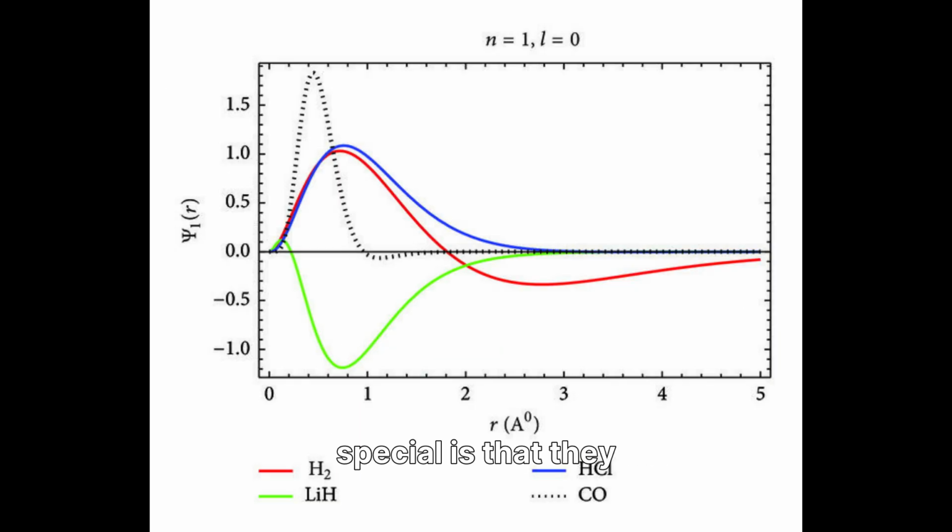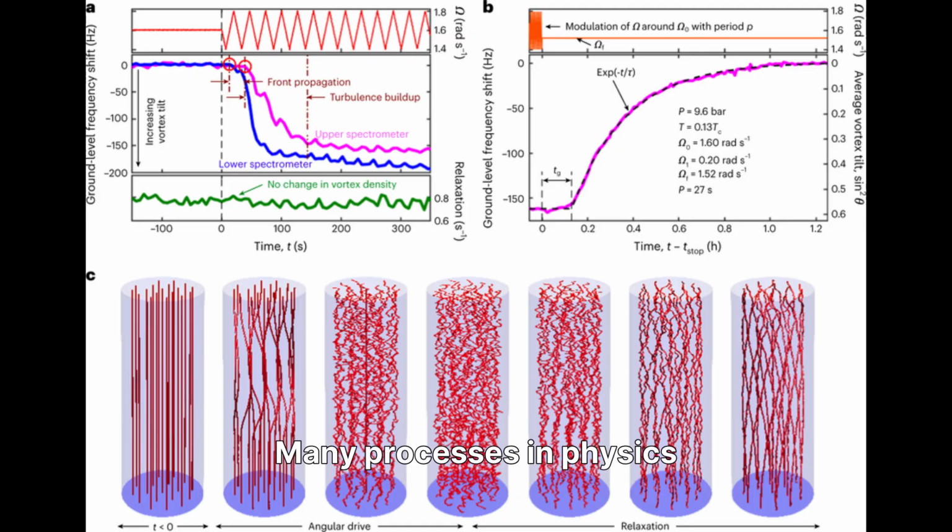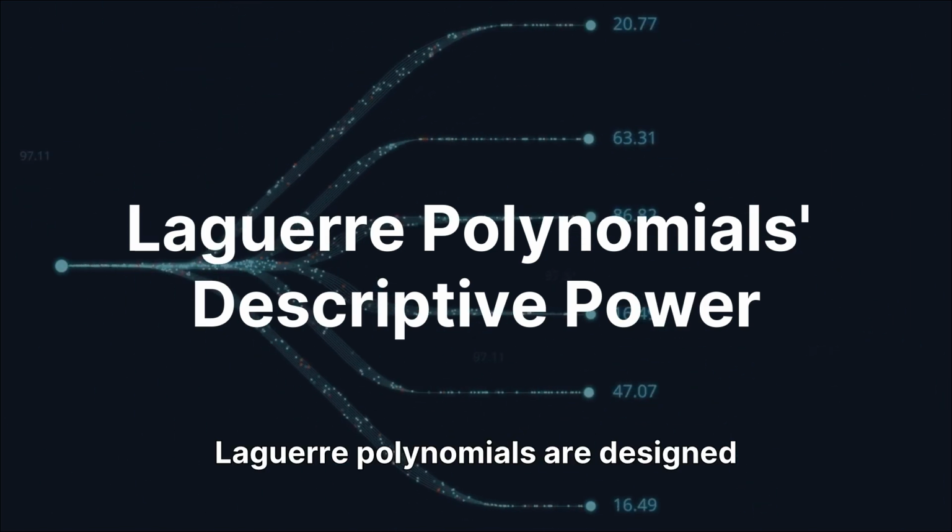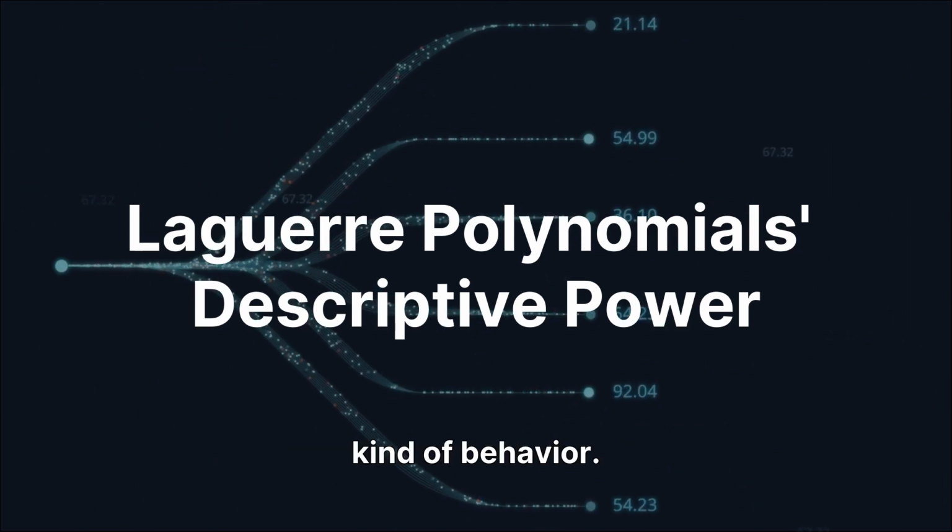What makes these curves special is that they live on a half line. That is, they start at zero and extend infinitely to the right. Many processes in physics and engineering unfold in exactly this kind of domain. Motion that starts at a boundary, waves that move outward from a point, particles that radiate from a source, or signals that weaken as they travel. Laguerre polynomials are designed precisely to describe this kind of behavior.